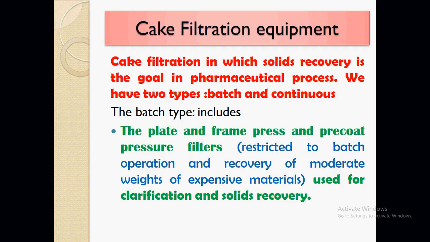Now, equipment for cake filtration, in which the solid is the aim. So cake filtration is where solid recovery is the goal in the pharmaceutical process. We have 2 types of cake filtration equipment: batch and continuous. Batch is usually for small scale, and continuous is for large scale. The batch type includes the plate and frame press and the pre-post pressure filter.